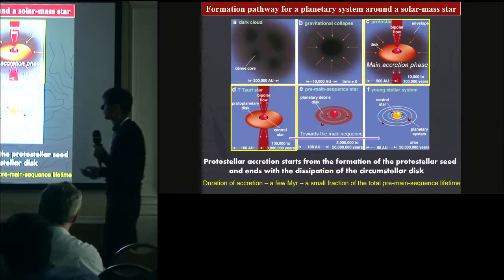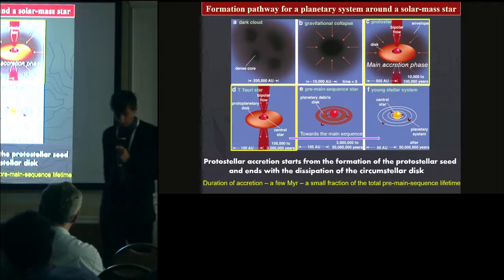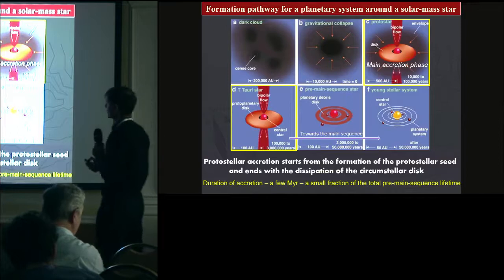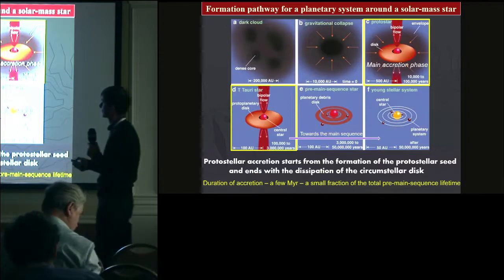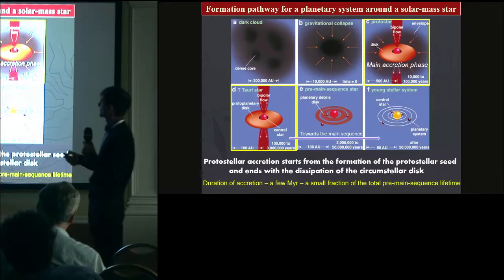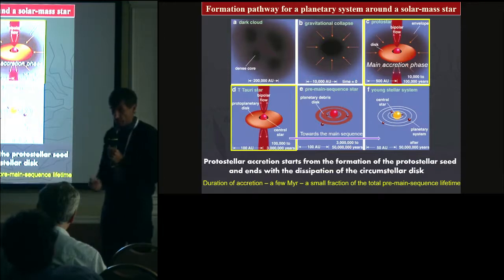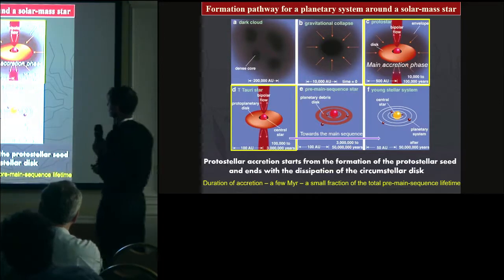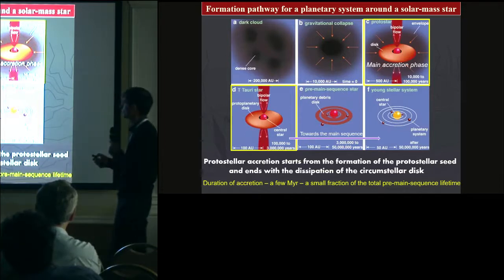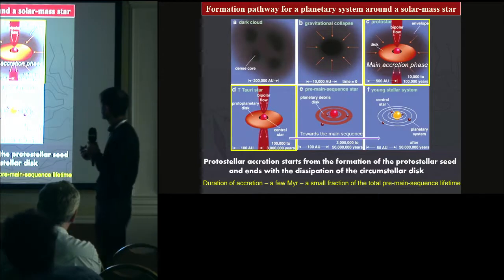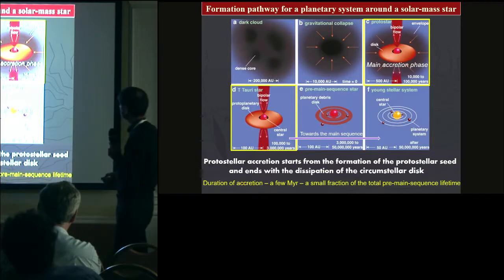First review the main stages of star and planet formation. The story starts from a giant molecular cloud, and for whatever reason, turbulence or other reasons, some dense cores can appear within this giant cloud. These cores can become gravitationally unstable. They collapse under their own gravity to form the central star and a circumstellar disk.